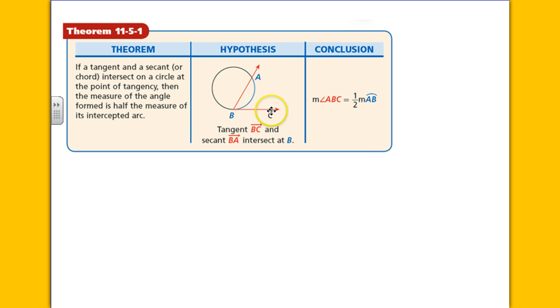Okay, so tangent BC and secant BA intersect at B. So the angle ABC equals half of the measure of arc AB. So this is just like the inscribed angle, isn't it? This is a little different because this ray is not interior to the circle.